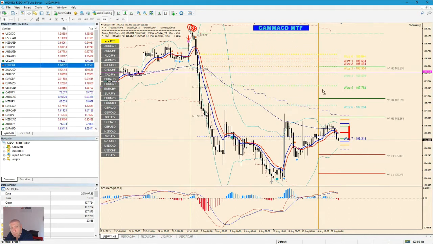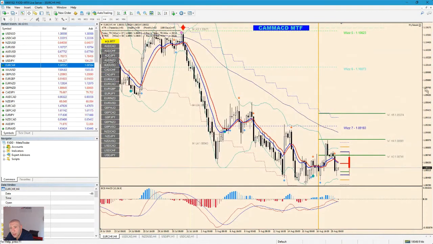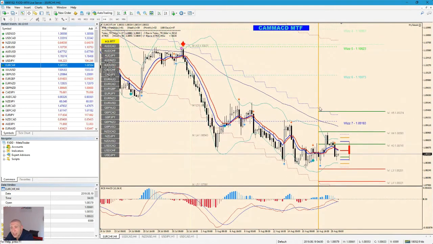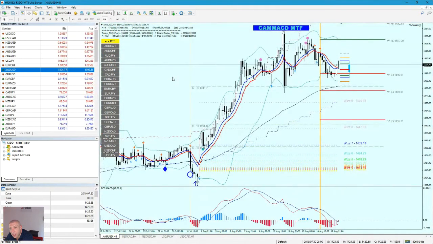Euro Swissy, nothing fancy here. On the Euro Swissy, it's going down as the euro, but again, it's mostly ranging. It's very, very slow. XAU USD on the contrary is going up, so it signifies the strength of the gold.